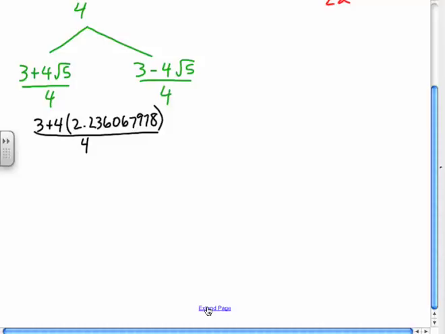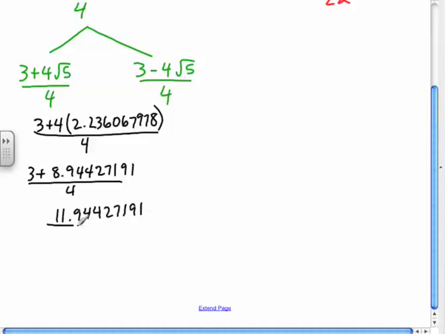Then I'm going to multiply times 4. All right? And I'm going to get 3 plus 8.94427191 all over 4. Then I'm going to add 3 plus 3, and I'm going to get 11.944279191. Mr. Cortez, I use my calculator. How can I show my work? I'm using a calculator. You see how I'm showing every step.